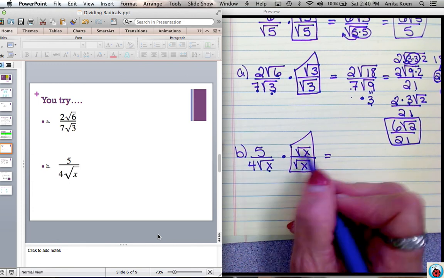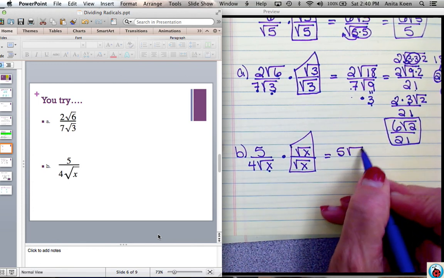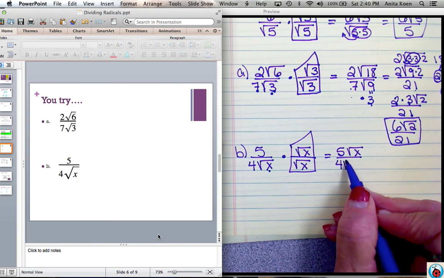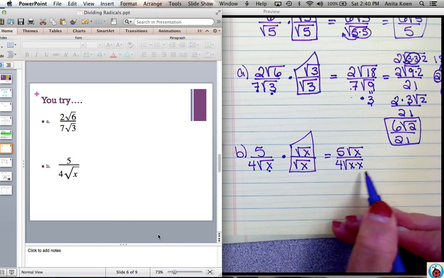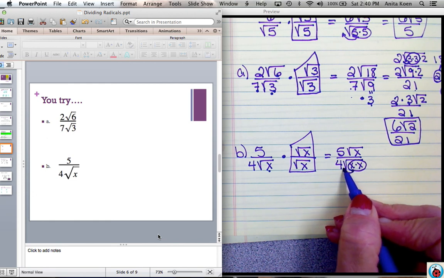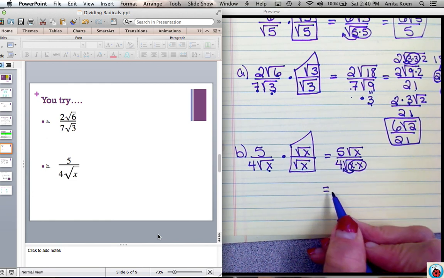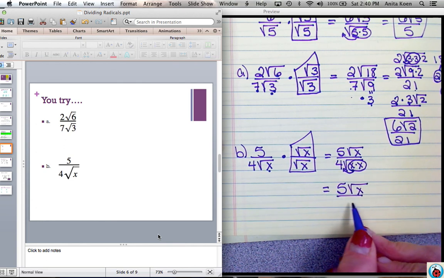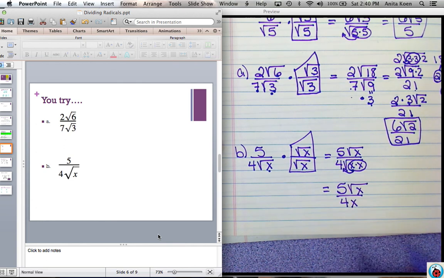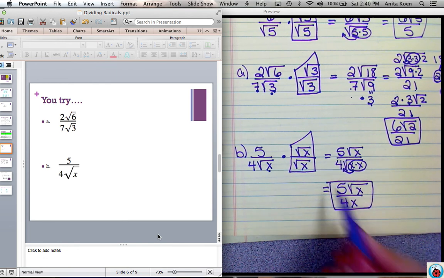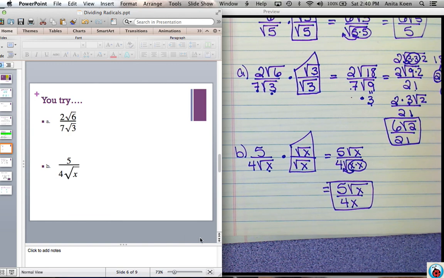So this is 5 times the square root of x divided by 4 times the square root of x times x. So that's 2 x's under the radical. They get to come out. So this is going to be 5 times the square root of x divided by 4x. That's all that can be done to that problem. So we're done there.